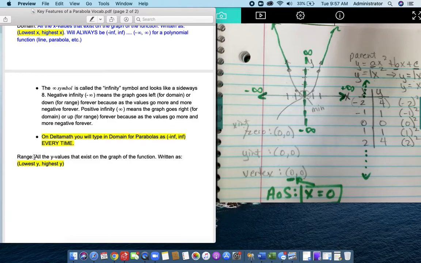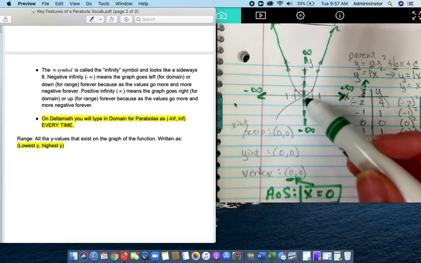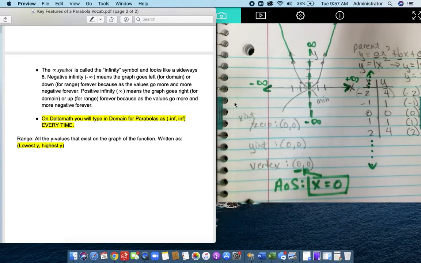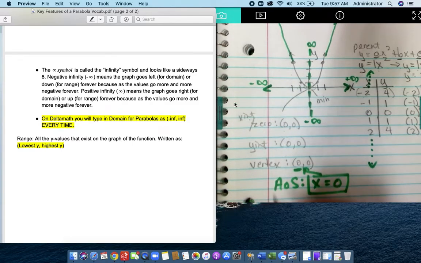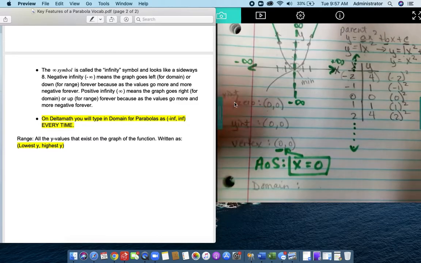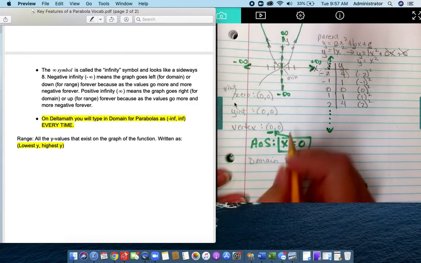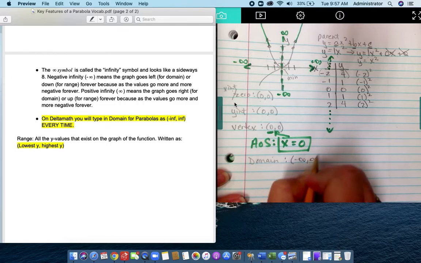The range, new vocab word here, are all the y values that exist on the function. We write this as the lowest y to the highest y. Well, if we take a look at our graph, and I have to find the domain, I usually do D colon, but I'll write out the word, domain. My lowest x value, let me fix this. Domain was negative infinity to infinity.